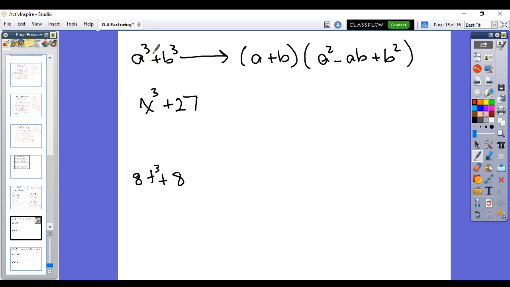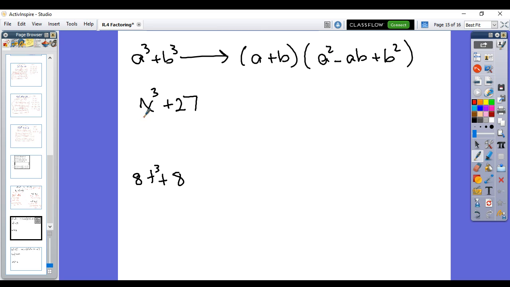So we're looking at what times what times what gives me this value, and what times what will be the value. Once we figure out a and b, we just plug these in. The way you can tell, once we have a cubed plus b cubed, the first one stays as that, a plus b. The next one is the rest of it, a squared, then minus. The sign does change right here. These signs will never match. ab plus b squared.